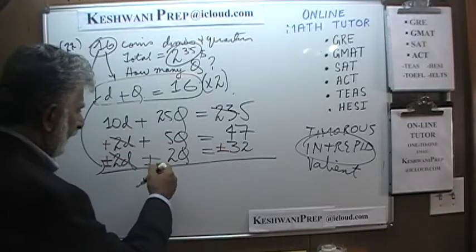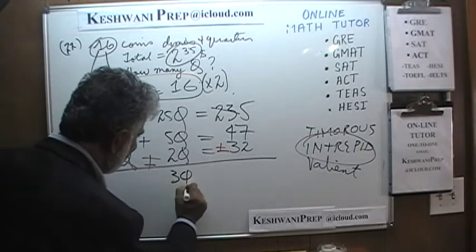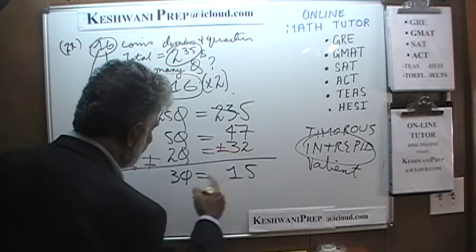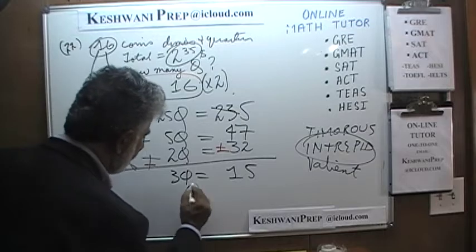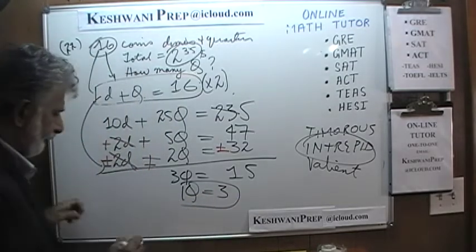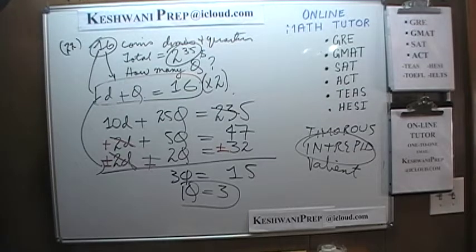And 5q minus 2q is 3q. 3q equals, we have a 5 here, and we have a 1 here. There you go. 3q equals 15, so q must equal 3. And that's all there is. Nothing to it.